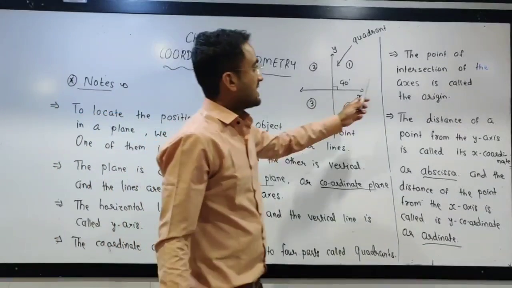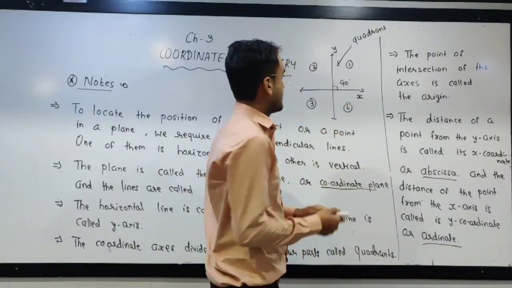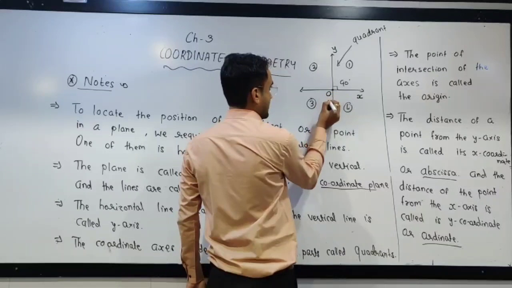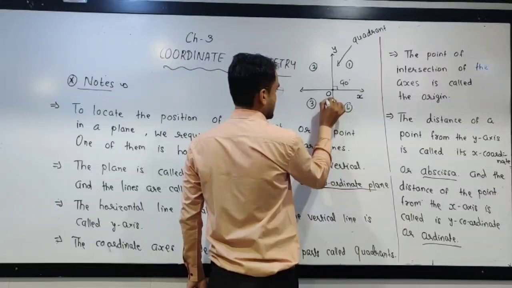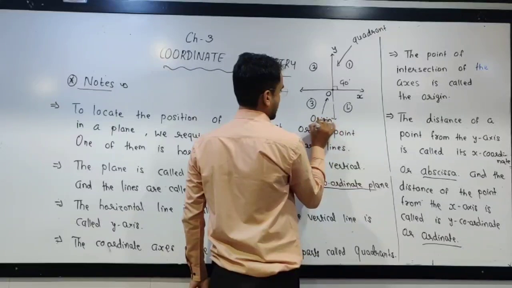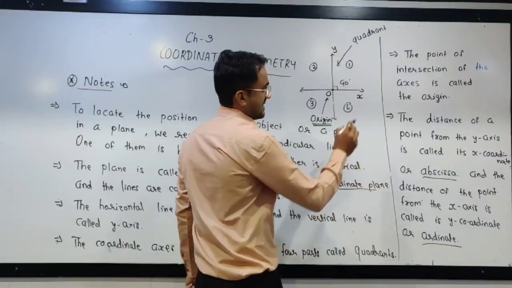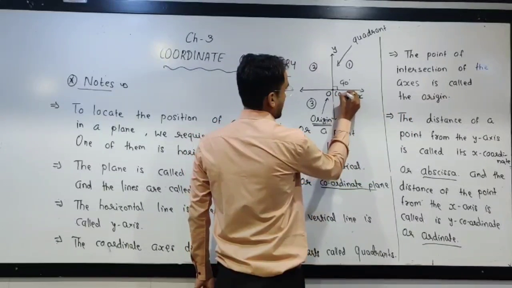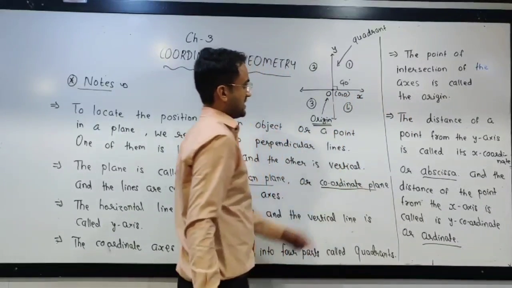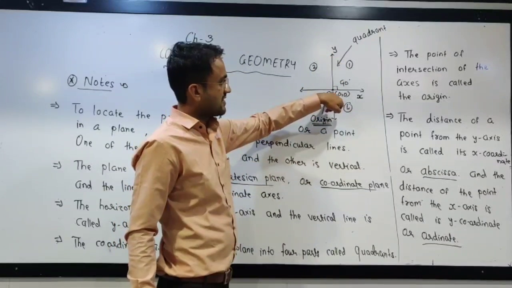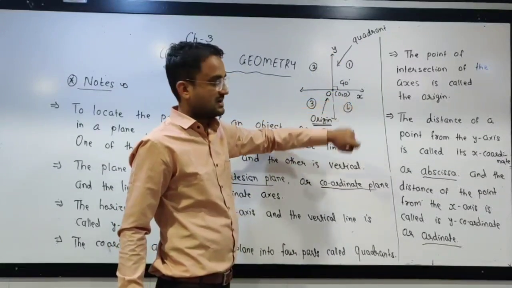The point of intersection of the axes is called the origin. Now if these axes intersect at O, this is called the origin. Right? And the coordinates of the origin are 0, 0, because this point is 0 on the x-axis and 0 on the y-axis, so it is called 0, 0.